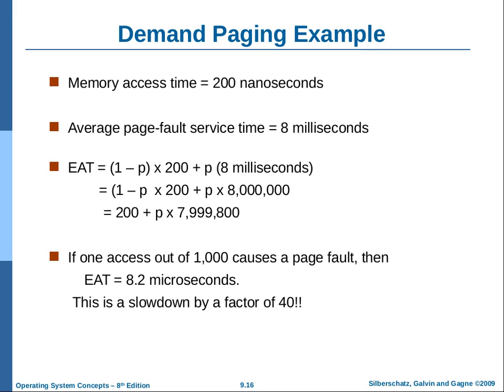Remember our formula, 1 minus p is the percentage that are actually memory reference, and we're saying that's times 200 because that's 200 nanoseconds, and then it's plus p times 8 milliseconds, the percentage of page faults times 8 milliseconds. 8 milliseconds is 8 million nanoseconds, so if you actually multiply, let's see what they did here.